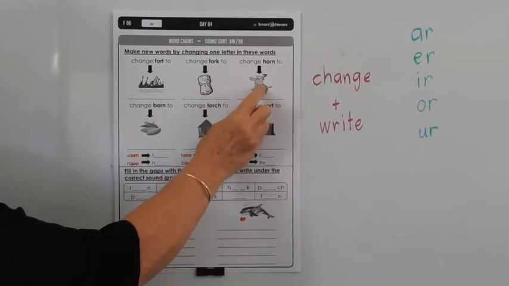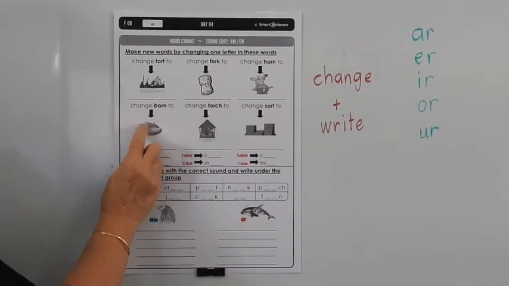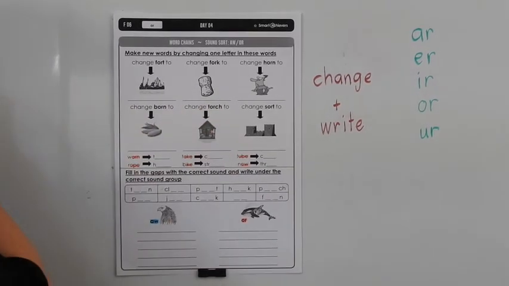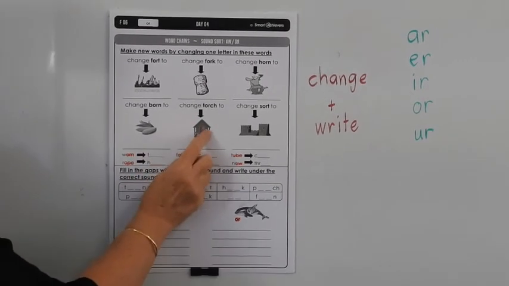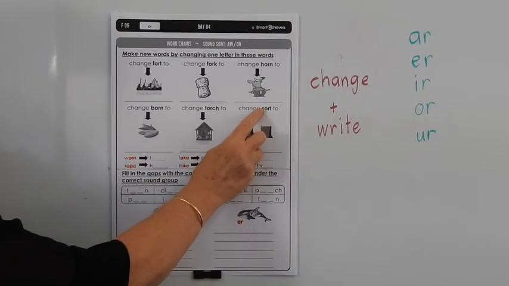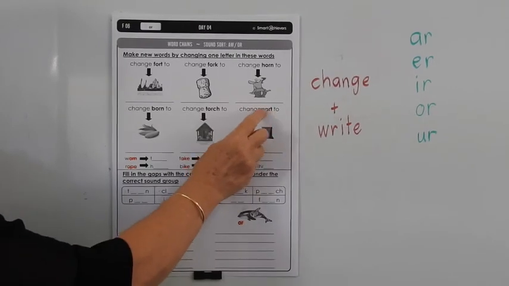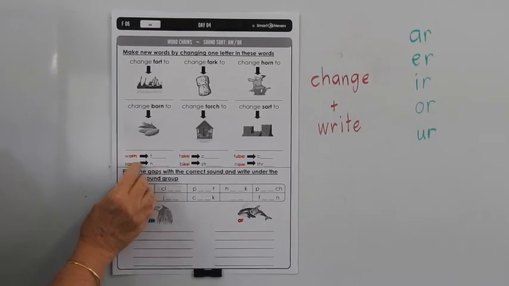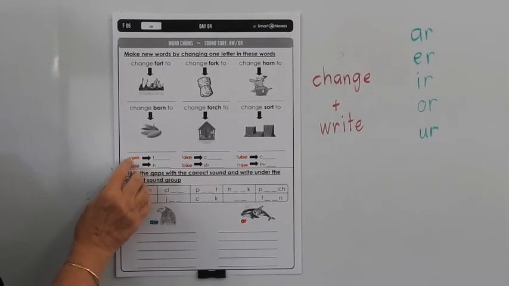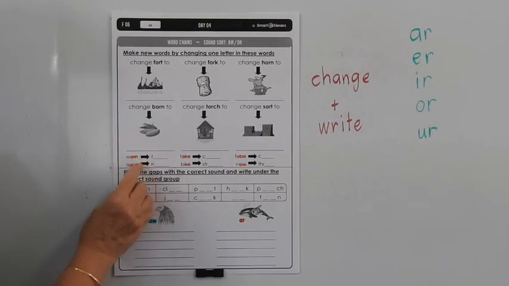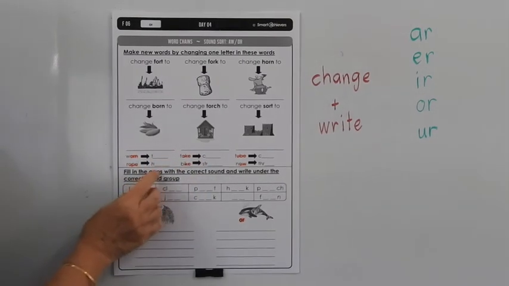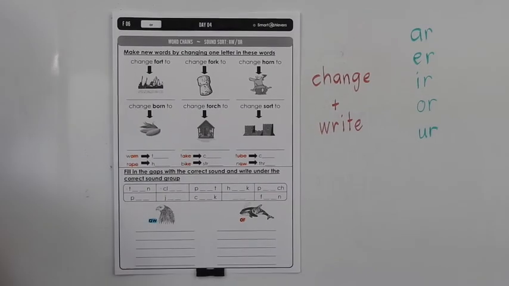Change horn to torn. Change born to, and the picture will tell you. Change torch to, and that's another word for a veranda at the front of your house would be a porch. Torch, porch. So you're only changing the first letter. Change sort to fort. Now here I've highlighted the last 3 letters of each word, so you're going to go from worn to torn, rope to hope. So it's the last 3 letters of those words that you have to finish off these words with. You might need to highlight them too to make it easier for yourself.